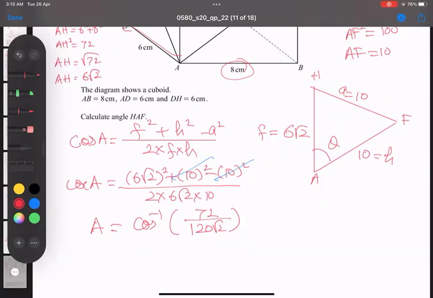I'm going to find cos inverse. In the numerator 72, denominator 120 root 2. When I get the answer, I'm getting 64.895. But to 1 decimal place, I need to round, so add 1 here. The angle I'm looking for, HAF, equals 64.9 degrees.